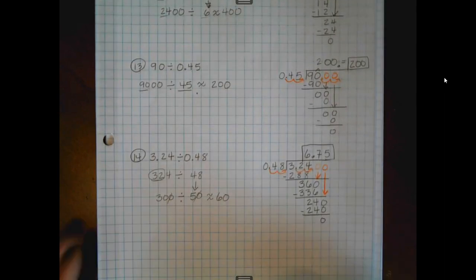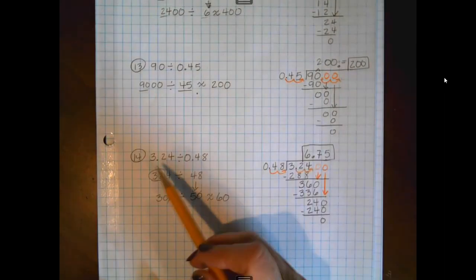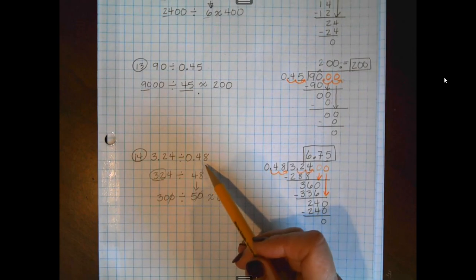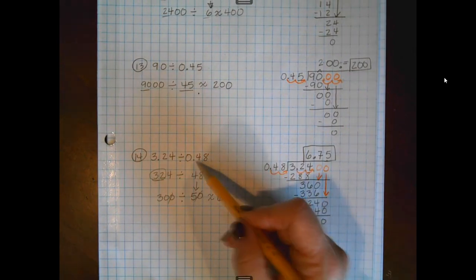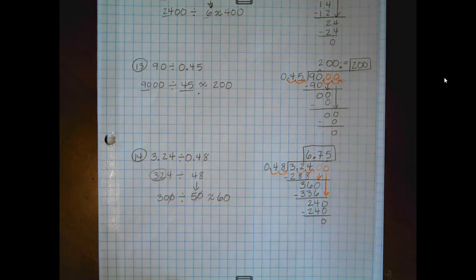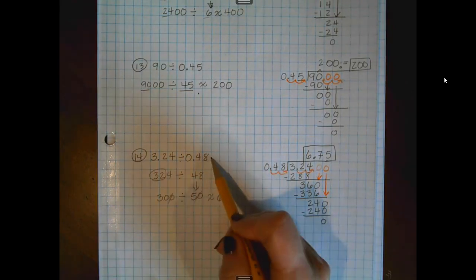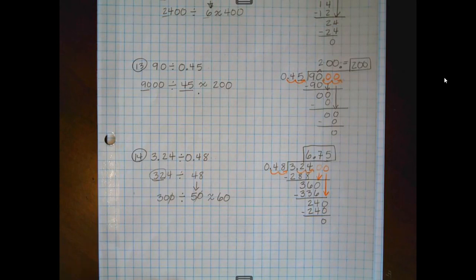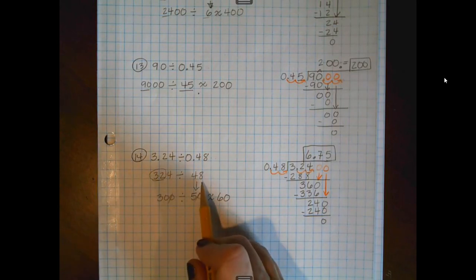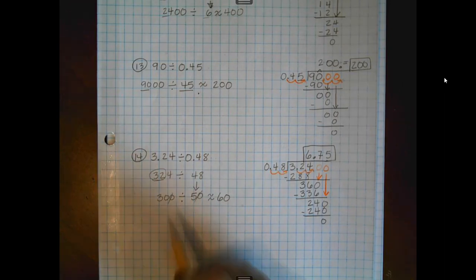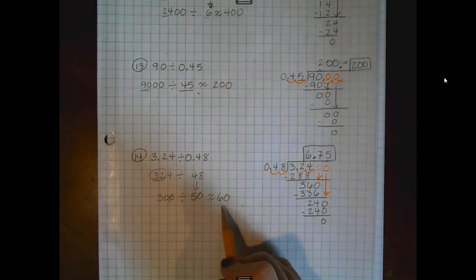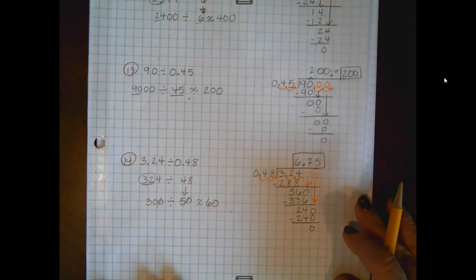Number 14, I am looking at dividing 3 and 24 hundredths by 48 hundredths. In order to move the decimal point out of the divisor, I move it 2 places to the right by multiplying 48 hundredths times 10 to the second power. When I do that with the dividend, I get 324 divided by 48. I'm going to round 48 to 50, use the compatible numbers 300 divided by 50 to get a quick estimate of 60.